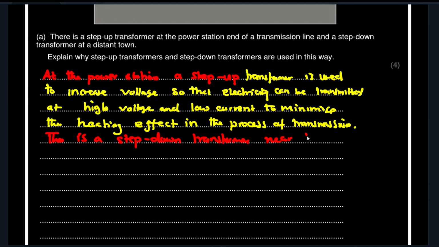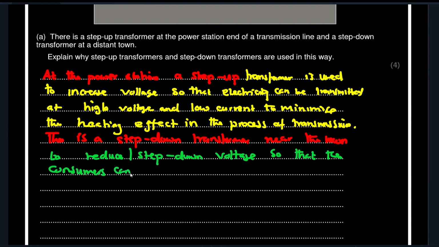Next, there is a step down transformer near the town to reduce the voltage so that the consumers can be able to use it, and for safety purposes. This is for safety purposes because if people will be using electricity at high voltage, there are chances of getting electric shock.